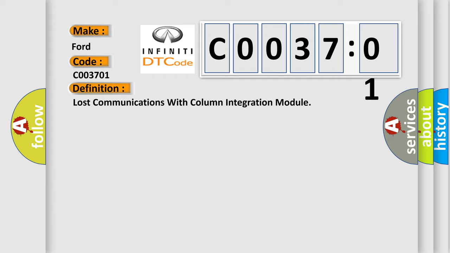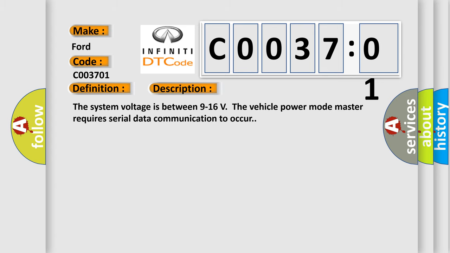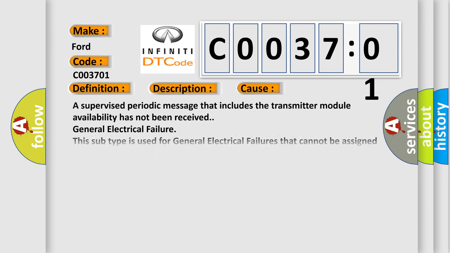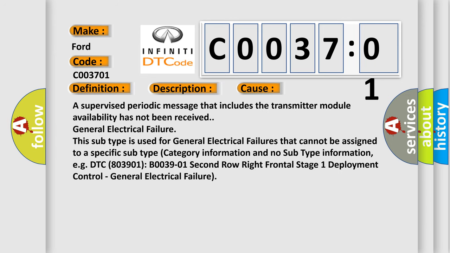And now this is a short description of this DTC code. The system voltage is between 9 to 16 volts. The vehicle power mode master requires serial data communication to occur. This diagnostic error occurs most often in these cases: a supervised periodic message that includes the transmitter module availability has not been received. General electrical failure.